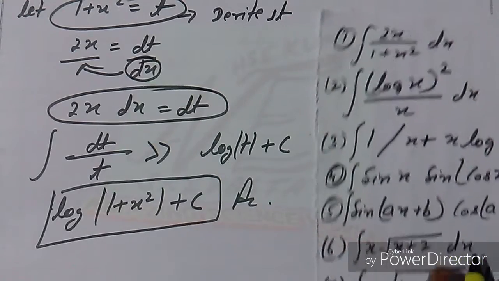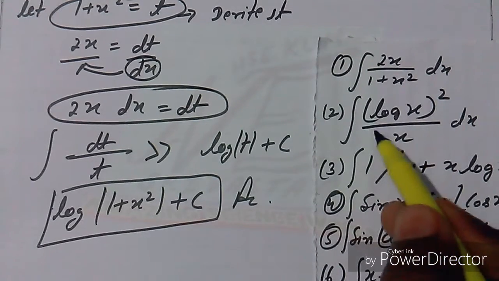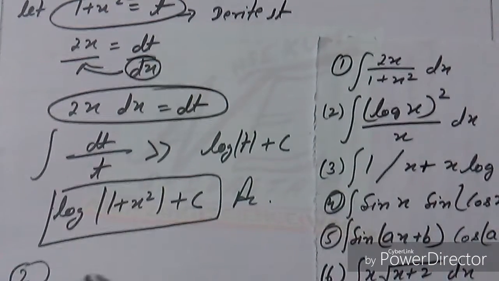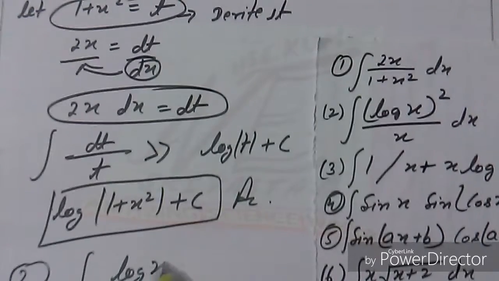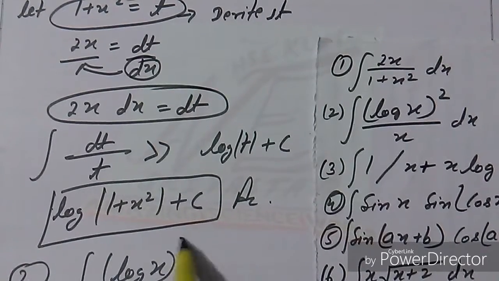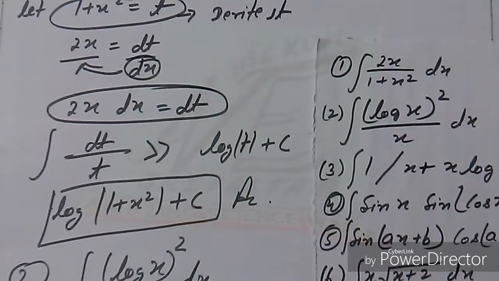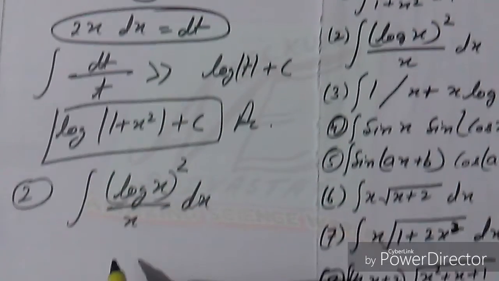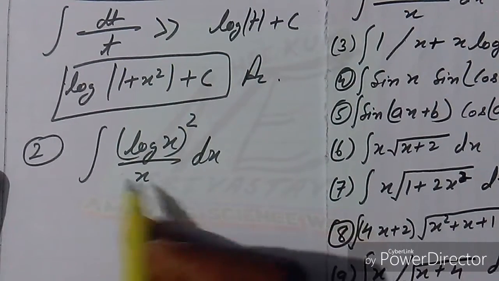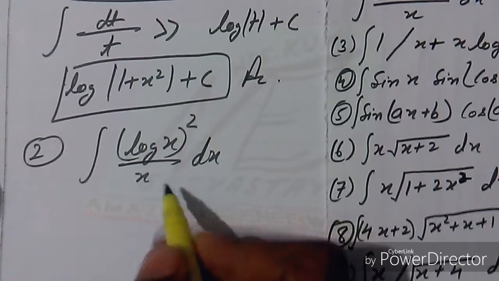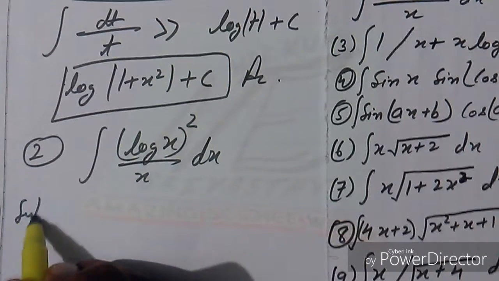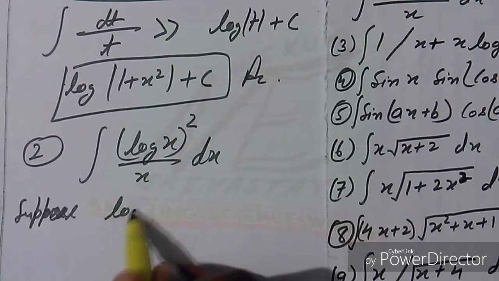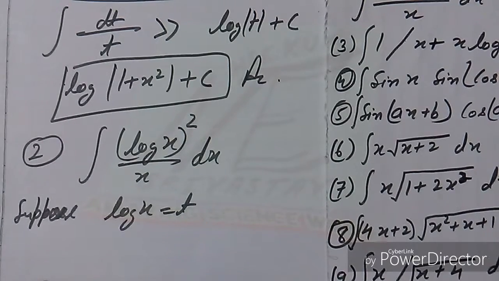Now I come to the second question. The second question is log x by x square. You see, number 2, integration of log x by x power 2 dx. Now again by the substitution method, we solve this. First of all, we take, suppose, log x is equal to t, friends.